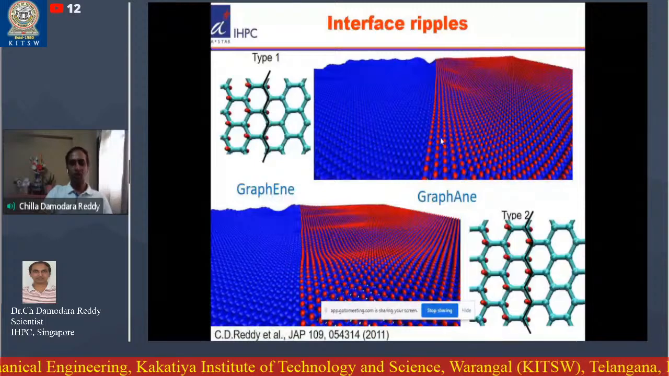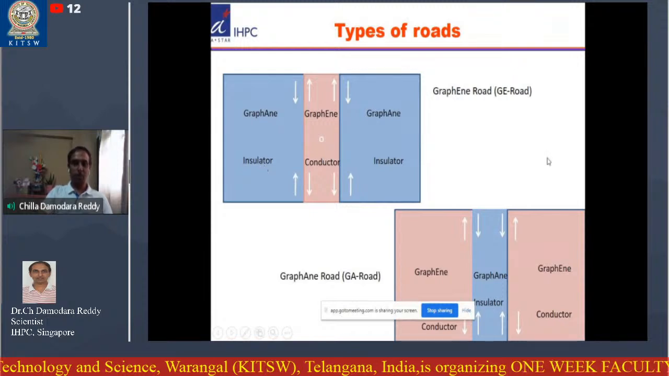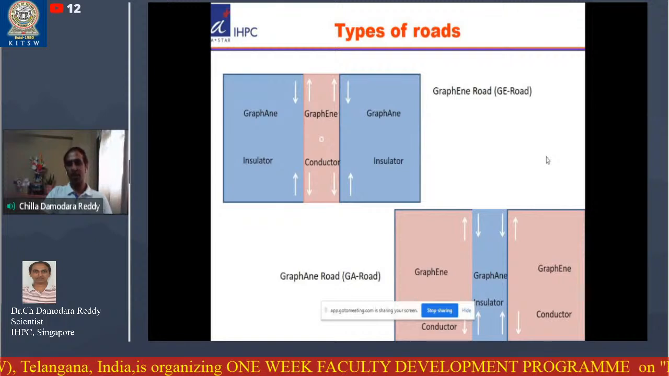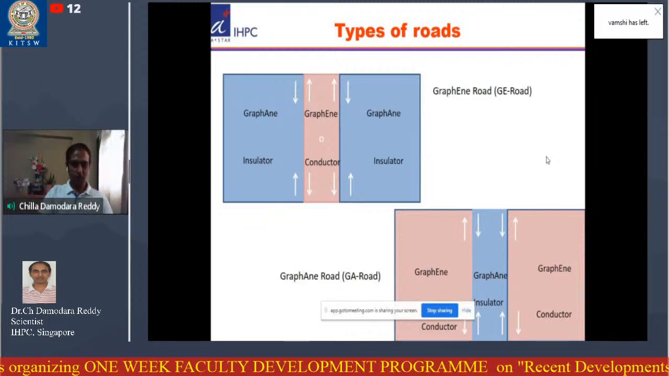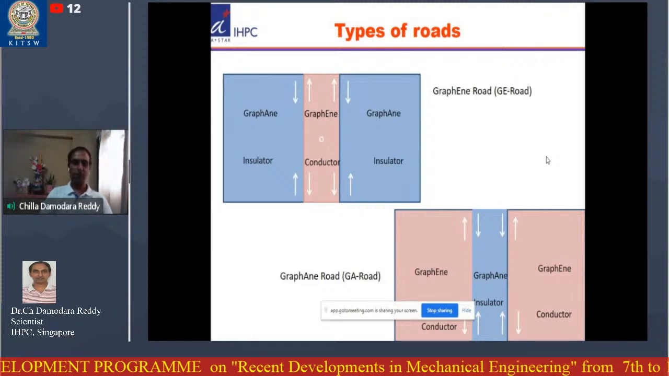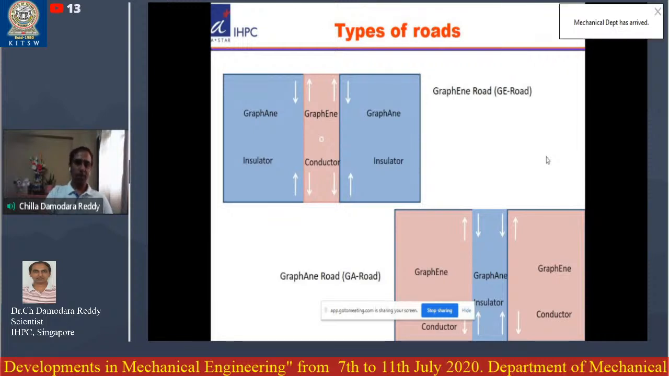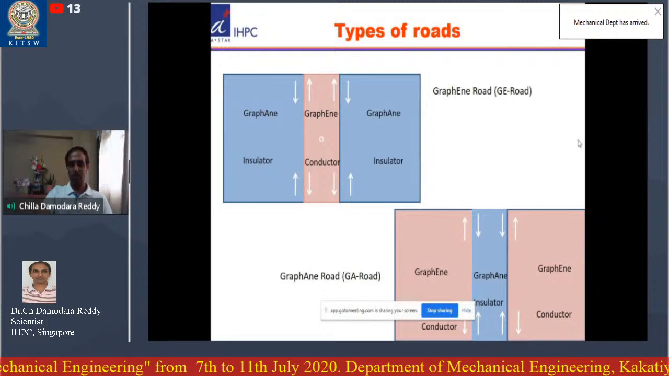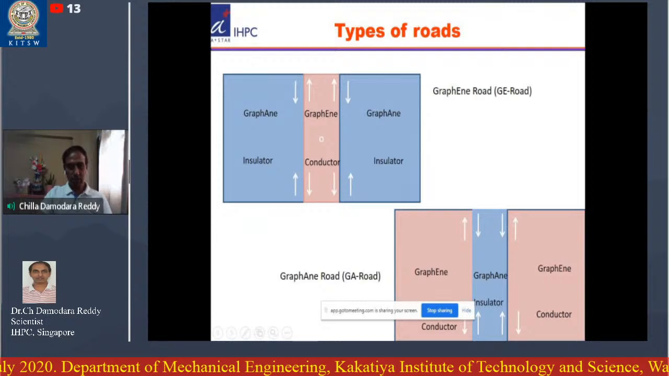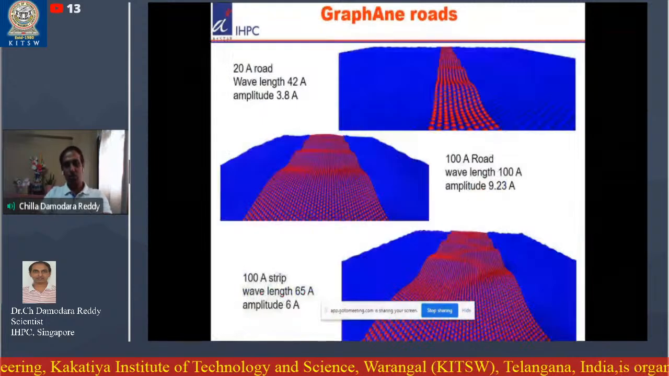So there are many people who propose graphene roads, depending upon the electronic application, so that we can avoid these joining techniques at the nanometer level. Joining at the nanometer level is also very difficult to do. So that's why they're trying to avoid joining techniques by using conductor and insulator materials in the same graphene sheet itself.